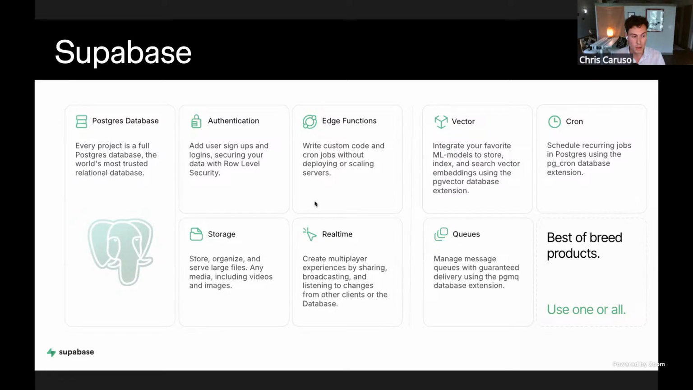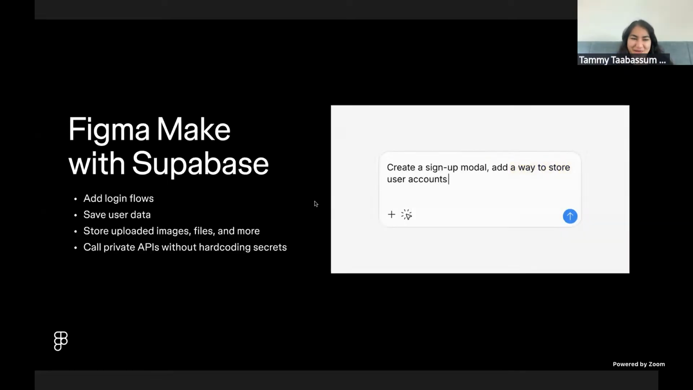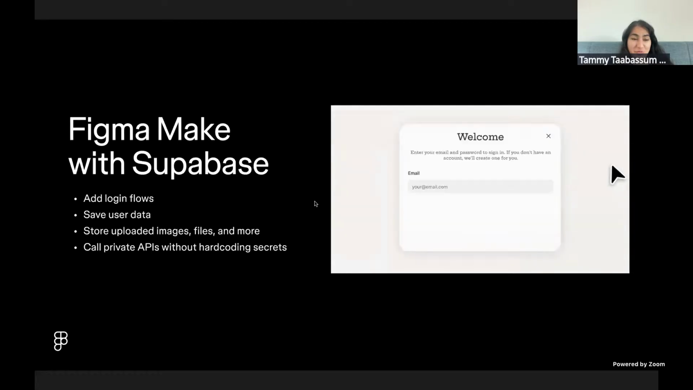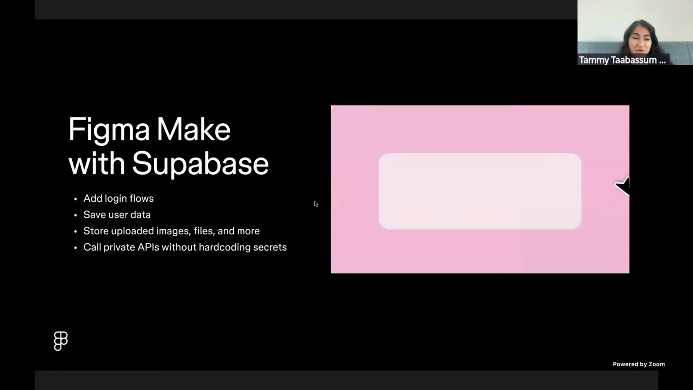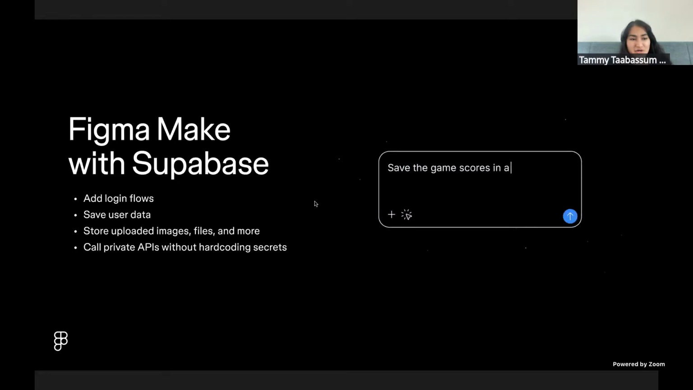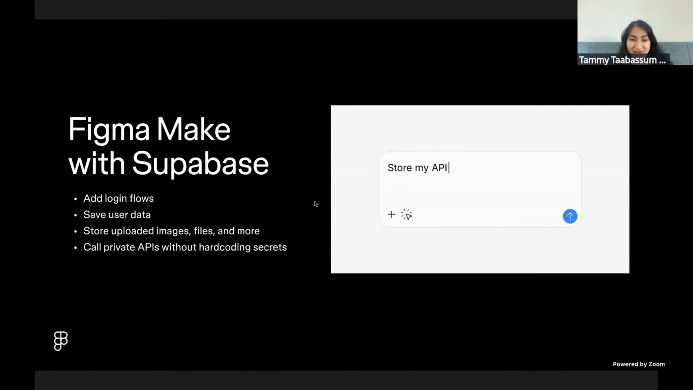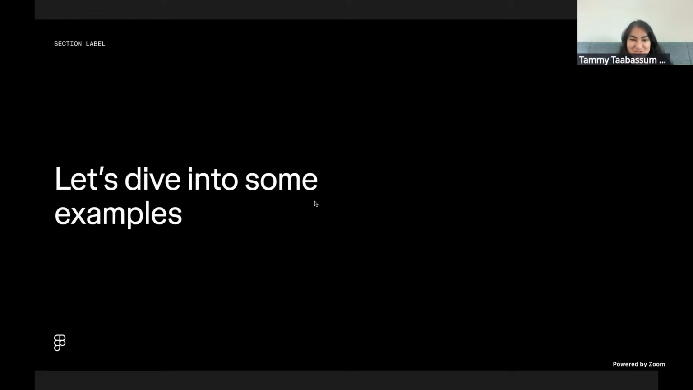And the really exciting part today, though, is to see how Supabase unlocks Figma Make. Cool. And this is kind of where the magic happens. With Supabase, you can now unlock flows like adding logins, saving user data, being able to store uploaded images, files, and even more, being able to call private APIs without actually leaking or hard coding any of these secrets. So with that, I think it's time to jump into some of the examples that we can do here.